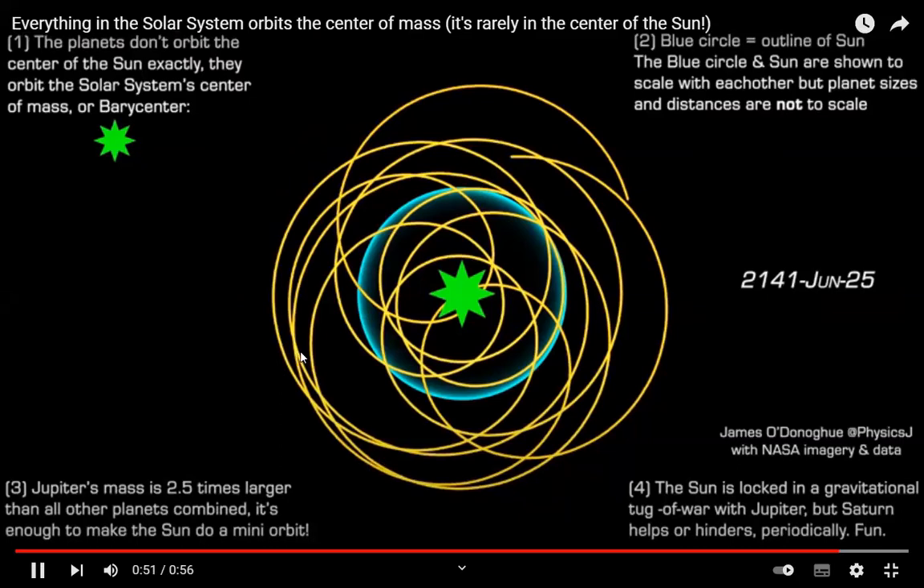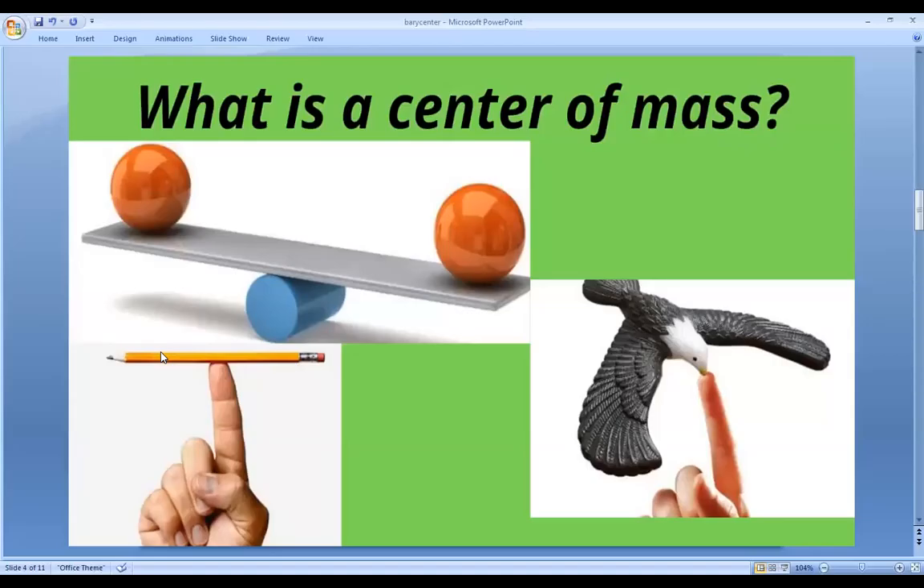So see, in this video, mainly they explain how the center of mass is changing continuously. I told, right, the solar system center of mass is not fixed. It keeps on changing. Why does it change? Because it depends on the position of the planets in their orbit.